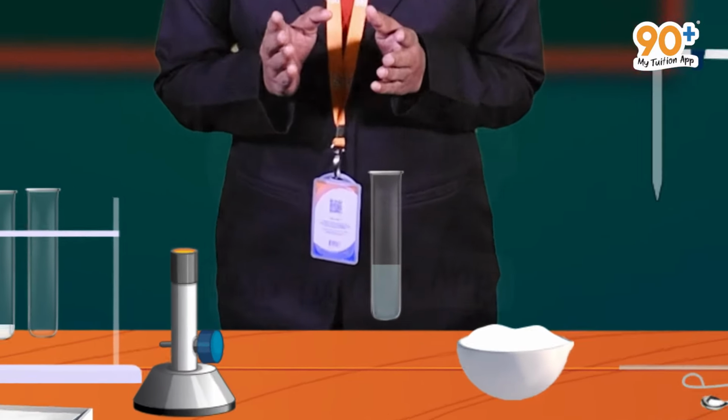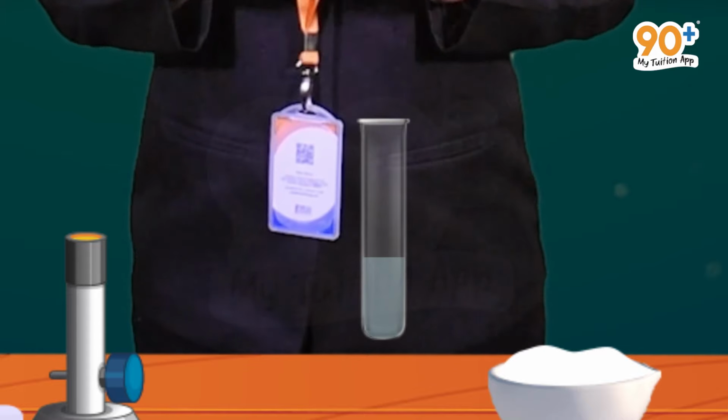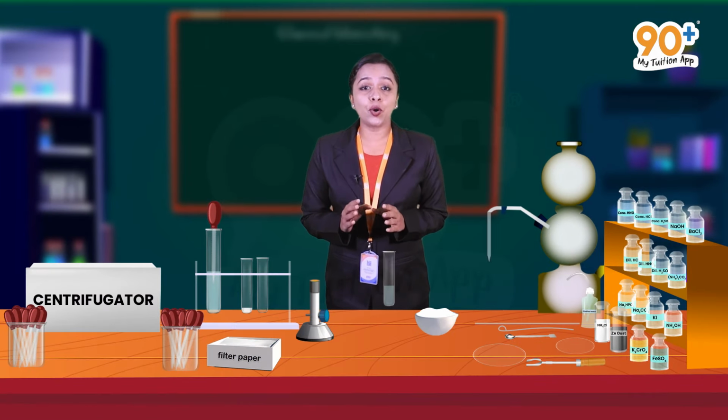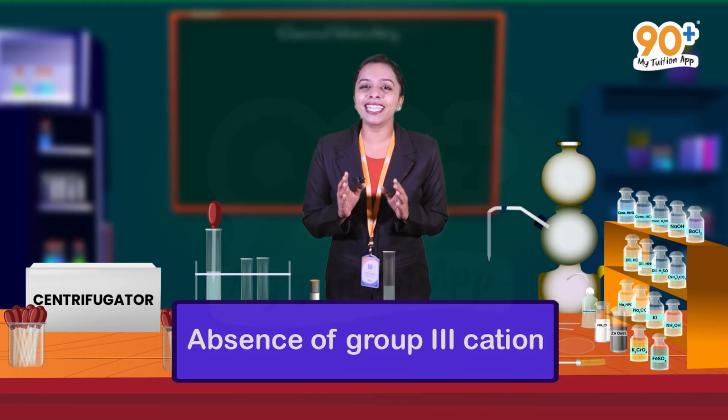Can you observe any change here? No, it means there is no characteristic observation and it shows the absence of group 3 cation.